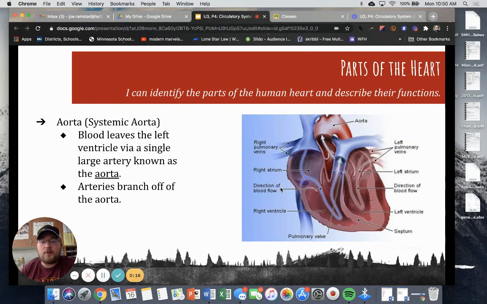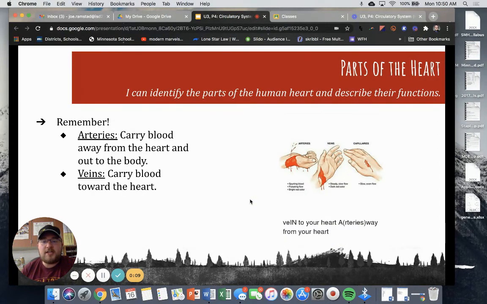The aorta is where blood leaves the left ventricle via a single large artery, and arteries branch off of the aorta. Remember, arteries carry blood away from the heart and out to the body. Veins carry blood toward the heart.